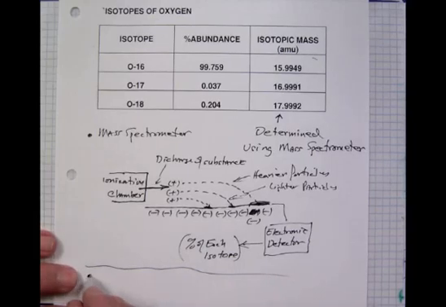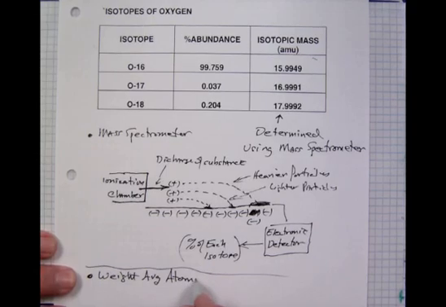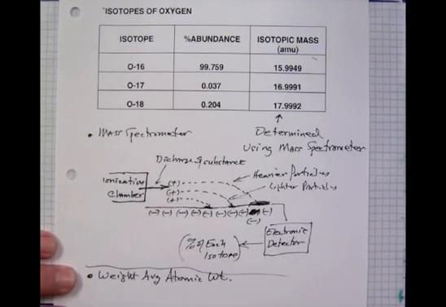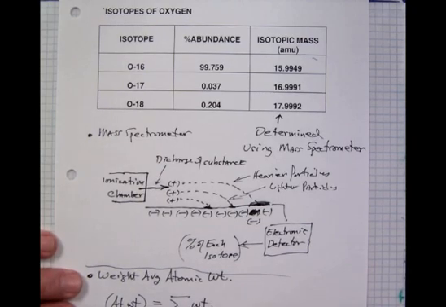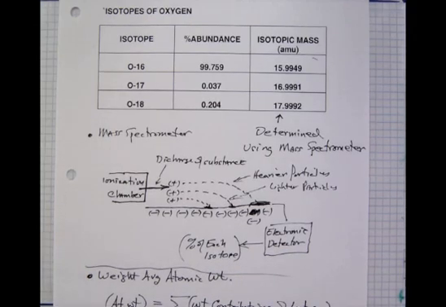The next thing that we want to work with is weight average atomic weight. The average atomic weight is equal to the sum of the weight contributions of isotopes. Weight contributions of isotopes.